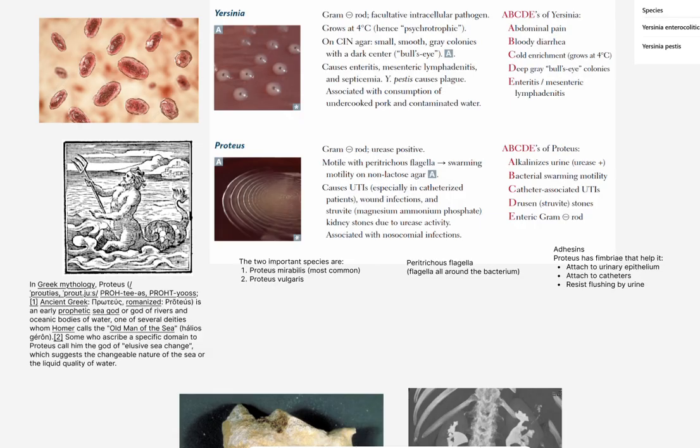How do you diagnose it? It's a non-lactose fermenter. On MacConkey agar, it shows pale colonies. Unlike E. coli, which causes pink colonies, or Klebsiella, which also causes pink colonies on MacConkey, Proteus causes pale colonies. The urease test is strongly positive. This is one of the strongest urease reactions among the Enterobacteriaceae.